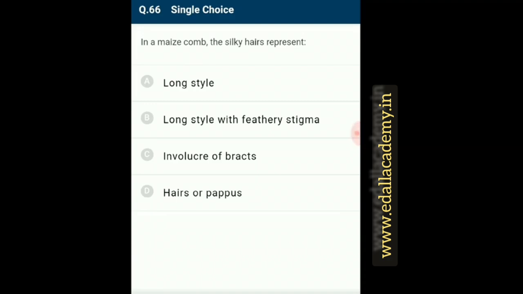Maize shows inflorescence where the flowers form clusters. The female flowers give out long, feathery, silky, hair-like structures which form the style and stigma of the flower. This structure helps in capturing pollen for fertilization. So the answer is option B. Long style with feathery stigma.